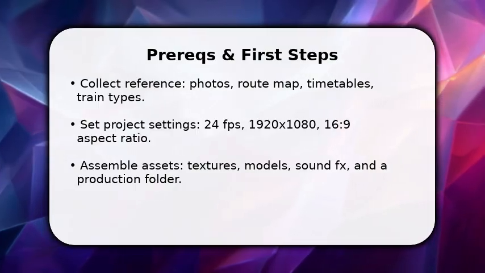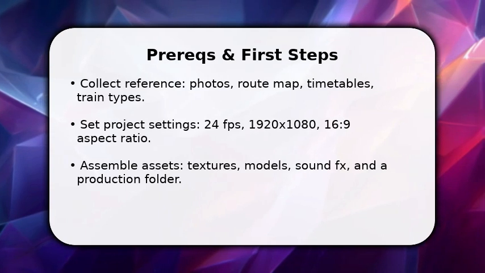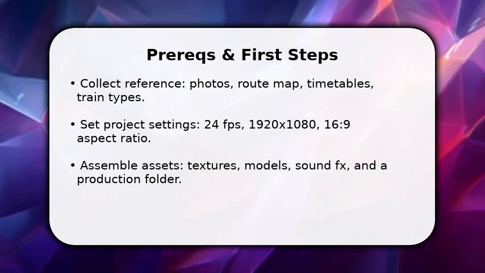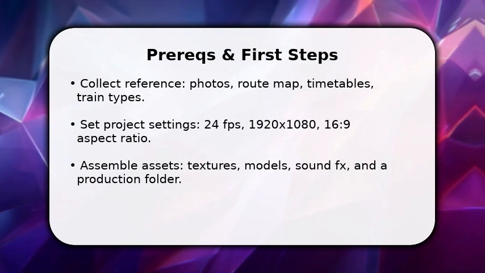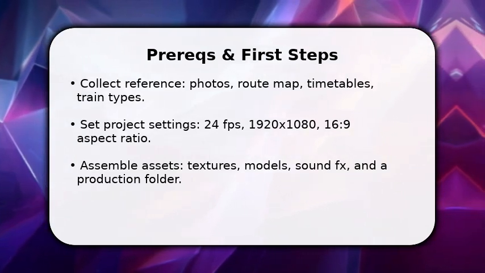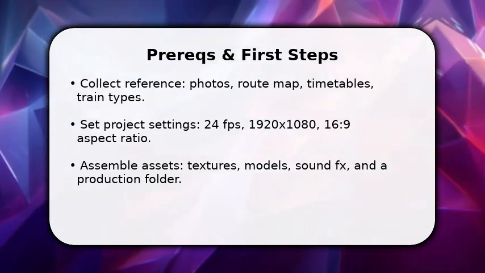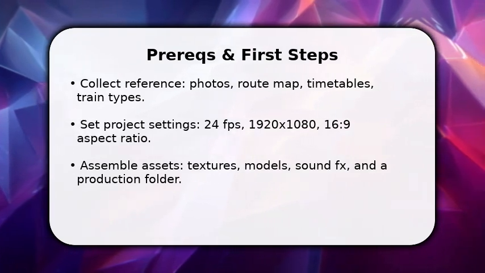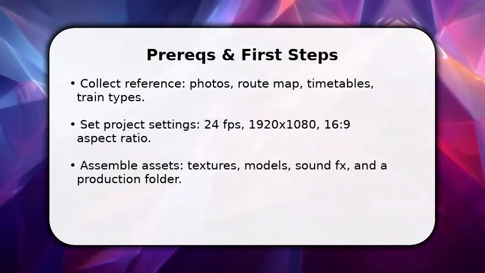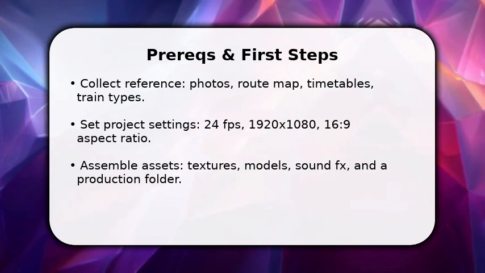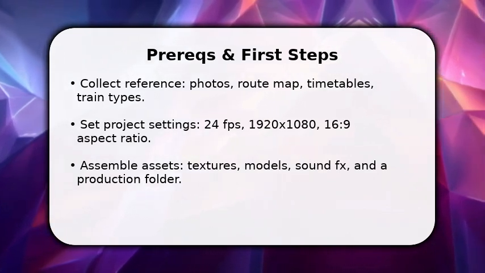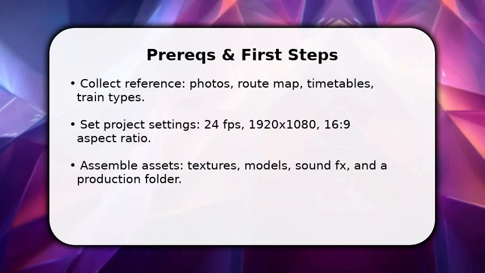You start immediately by gathering only what drives the scene: reference photos, a route map, and target duration. Next, set project settings, 24 FPS and 1920x1080 to match broadcast safe 16:9. Create a production folder and import assets: locomotive models, track pieces, station props, and ambient sound effects.